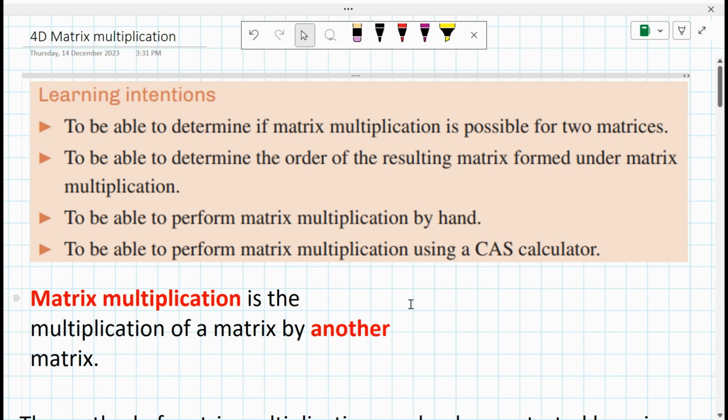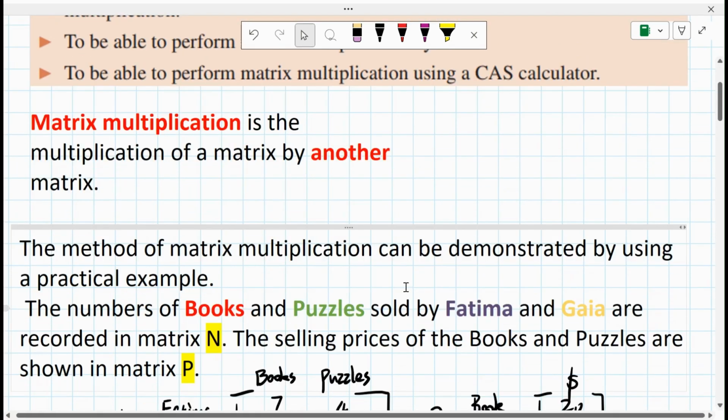Hello everyone and welcome back. Today we're going to continue with matrix multiplication, and we're going to learn how to multiply a matrix by a matrix. First, let's start with some examples.